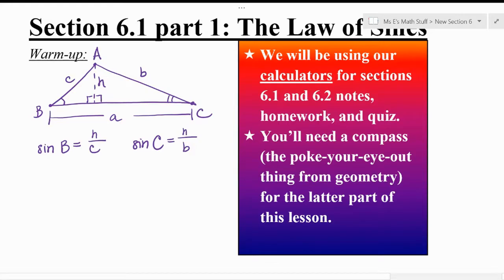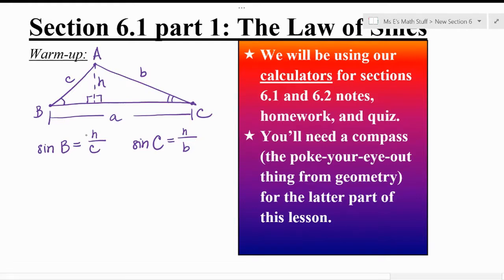So what we're working on here is the beginning of the derivation of what's called the law of sines, which is a way to solve for side lengths in a triangle, even if it's not a right triangle. So notice that these two expressions that we have here, they both have the letter h in common. So what we're going to do is isolate h in both situations.